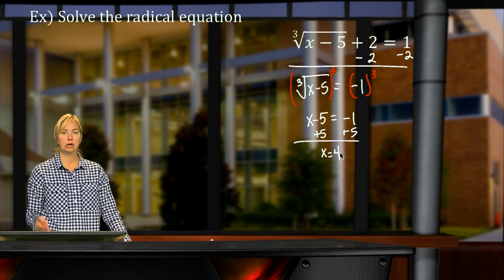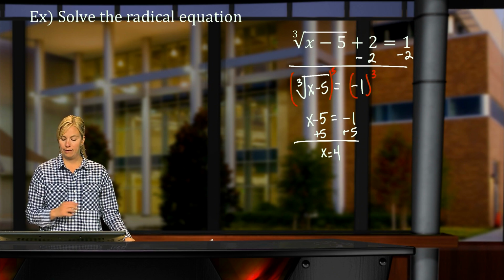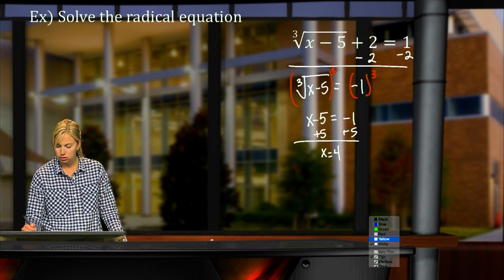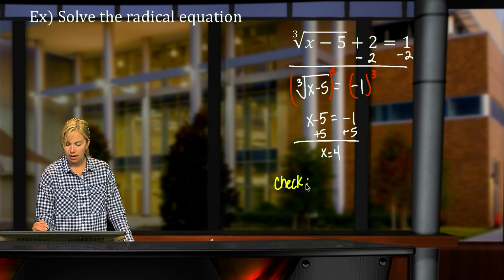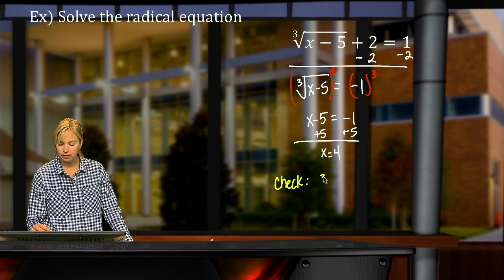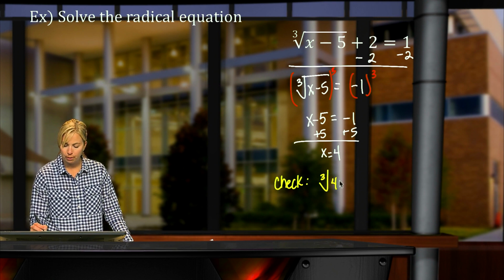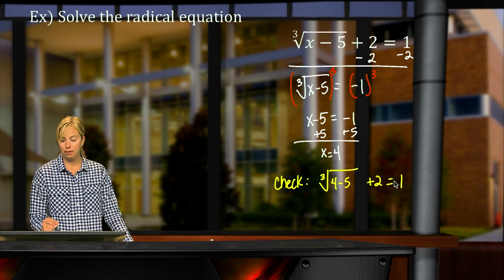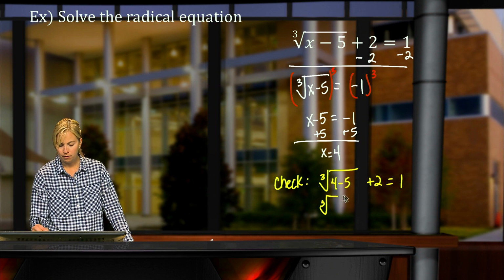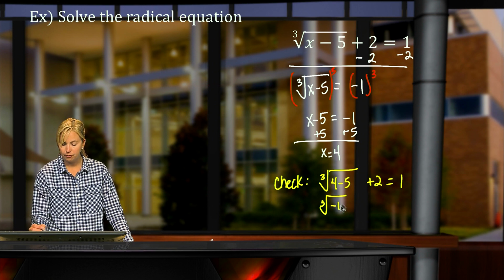Just like with the square root equations, with the cube root equation, we have to check our answers. And I'm plugging that into the original. So we've got the cube root of 4 minus 5, plus 2 equals 1. 4 minus 5 is negative 1.